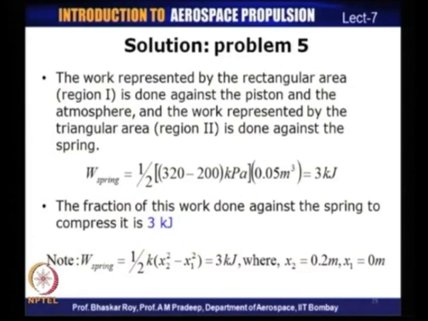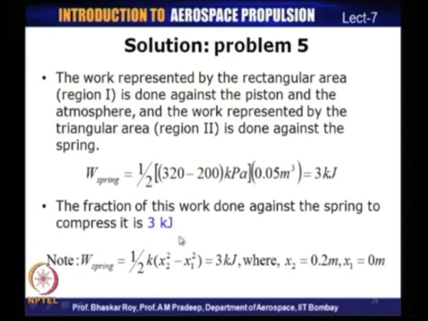Well, you can also calculate the work done by the spring using the spring constant, which is given in this case already as 150. The work done by a spring, if you recall basic mechanics, is half k times x2 square minus x1 square, where x2 and x1 are the final and initial positions of the spring. So, x2 in this case is 0.2 meters, and x1 is 0. If you calculate the work using this formula, you will also get the same answer, that is 3 kilojoules.